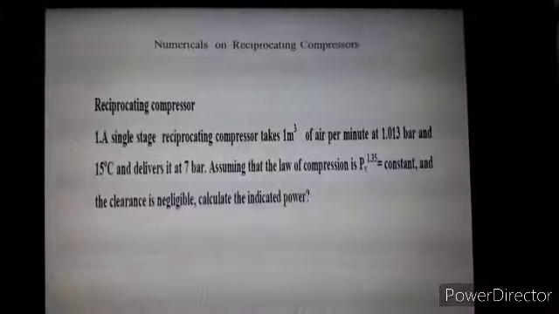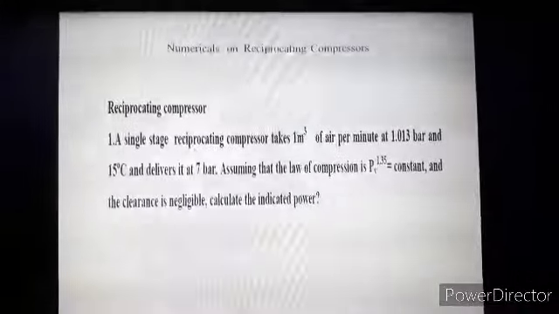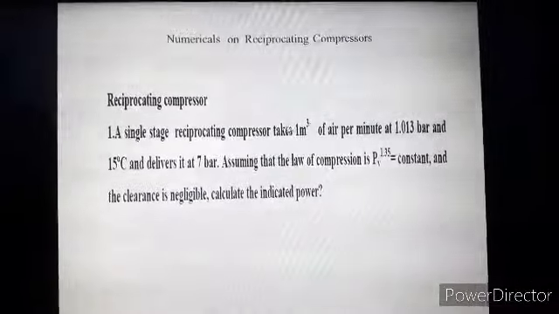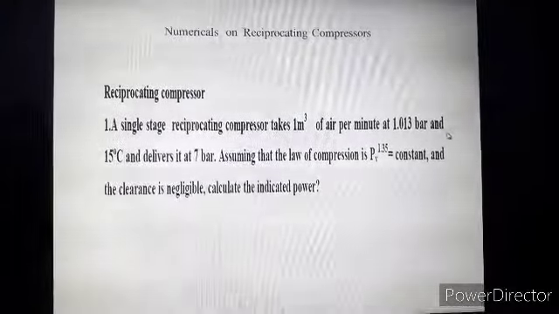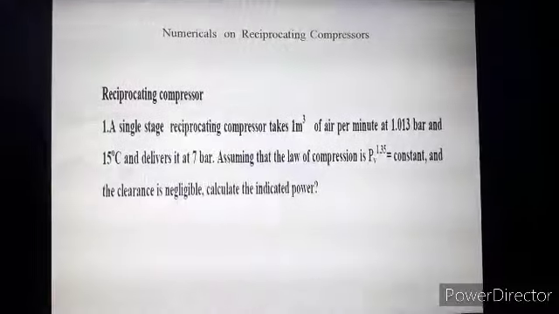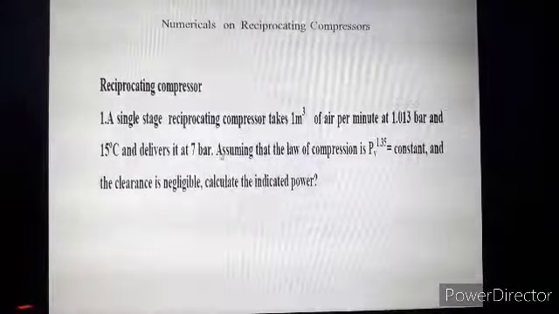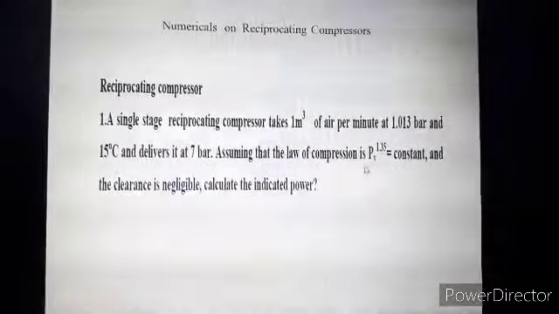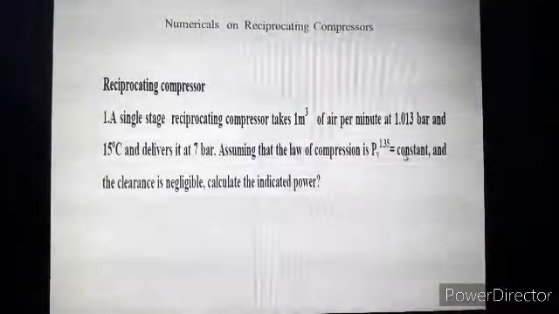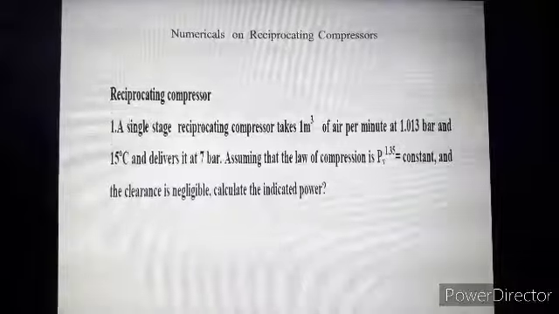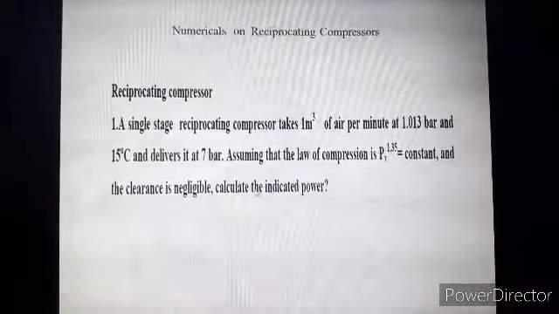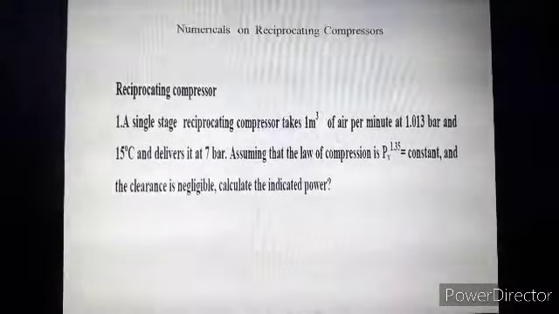Now this is the statement of the numerical. A single stage reciprocating compressor takes 1 meter cube of air per minute at 1.013 bar and 15 degrees Celsius and delivers it at 7 bar. Assuming that the law of compression is PV raised to 1.35 is equal to constant and clearance is negligible, calculate the indicated power. Now this is the statement of our first numerical.